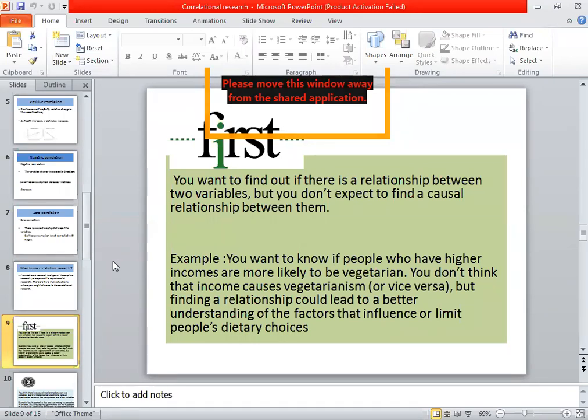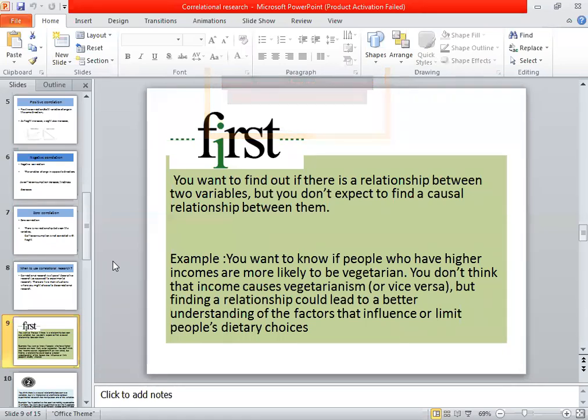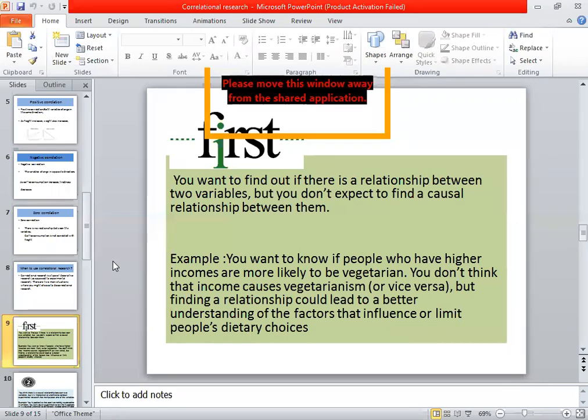For example, we want to know if people who have higher incomes are more likely to be vegetarian. You don't think that income causes vegetarianism, but finding a relationship would lead to a better understanding of the factors that influence or limit people's dietary choices.